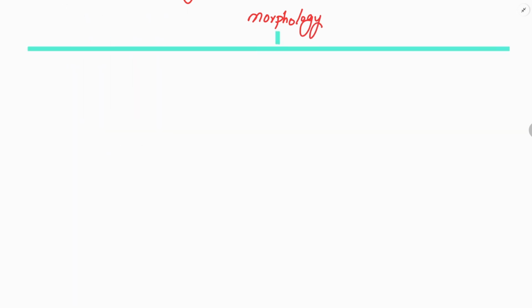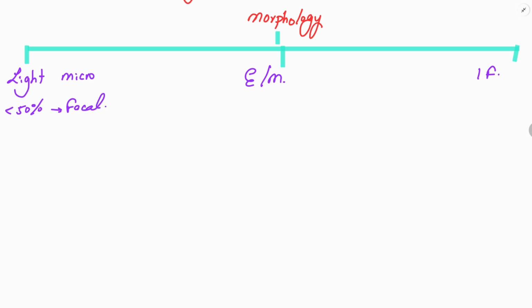And as usual, let's talk about the morphology. In this morphology, you will see light microscopy observations, electron microscopy, and immunofluorescence. In the first class, I discussed that if you get the name focal, less than 50% of the glomeruli are affected. Or if you see diffuse, greater than 50% of the glomeruli will be affected. Okay. So this is called focal. Less than 50% of the glomeruli will be affected in the focal segmental glomerulosclerosis.